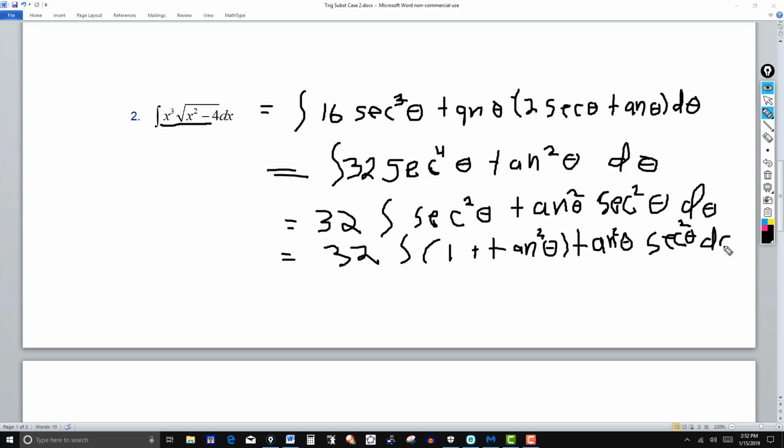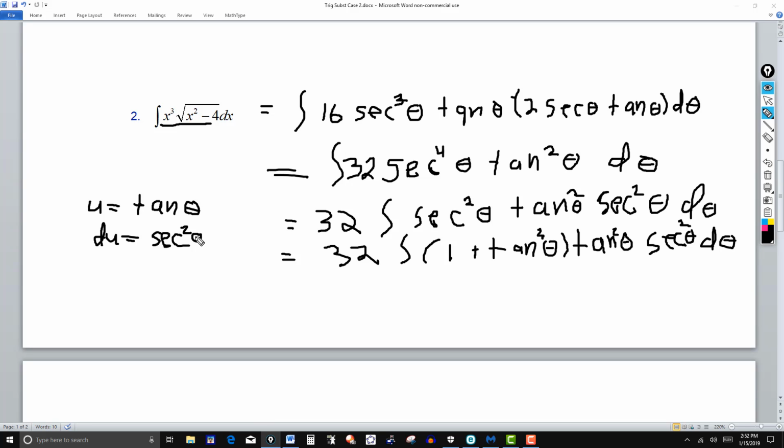Okay. So now what I'm going to do, I'm going to multiply here. But I'm going to let u equal tangent theta. So du, differentiating both sides, is equal to the derivative of tangent, which is secant squared theta d theta.